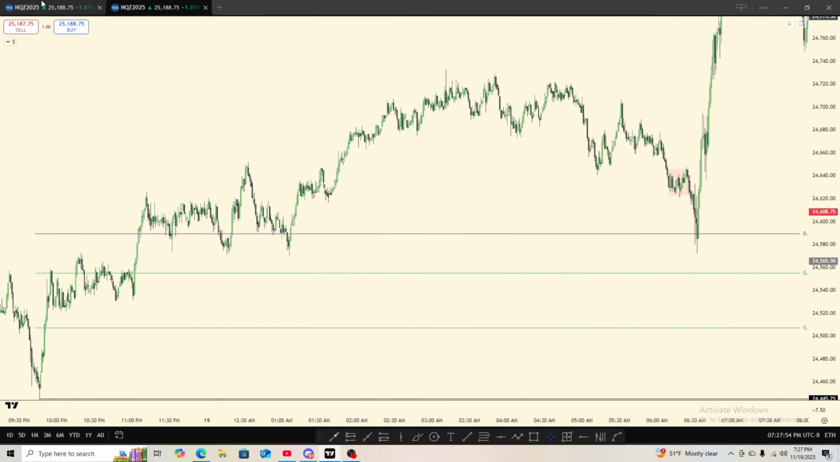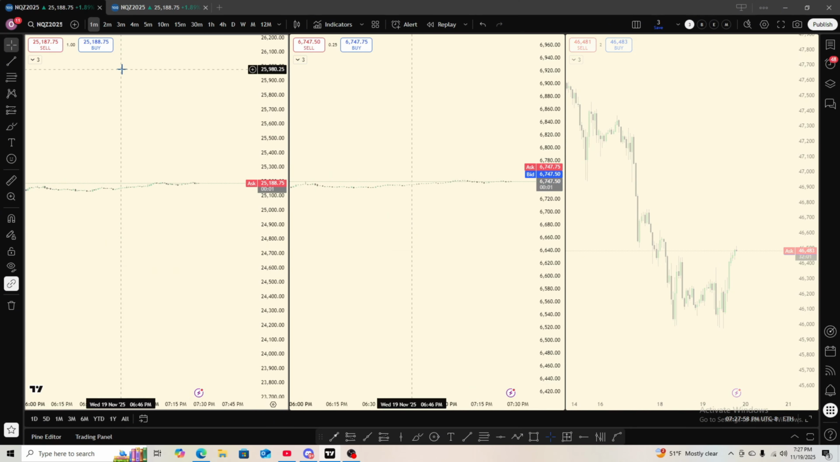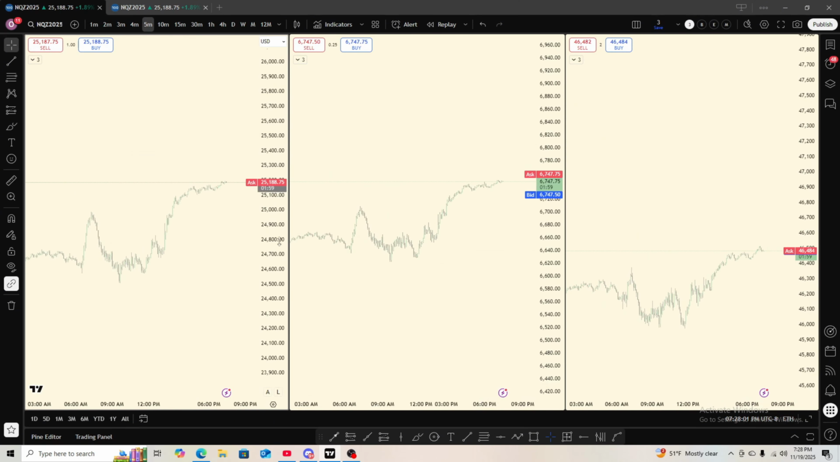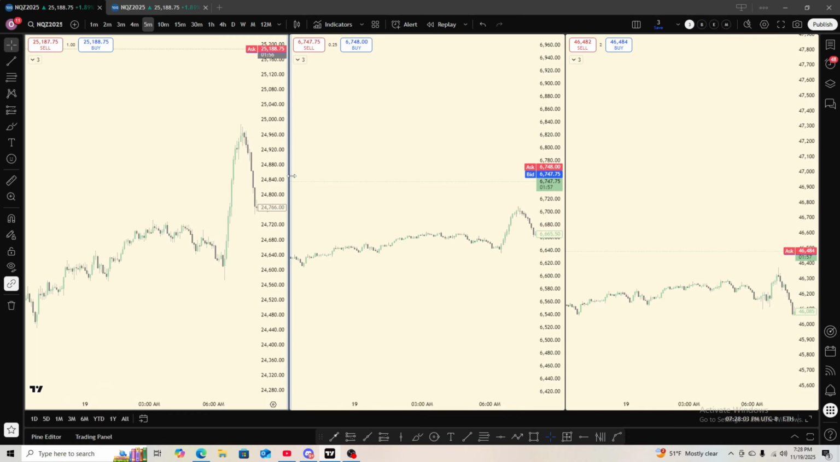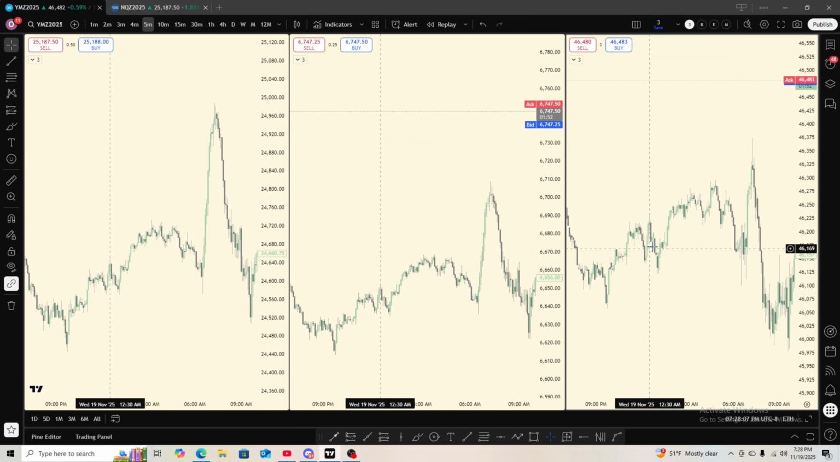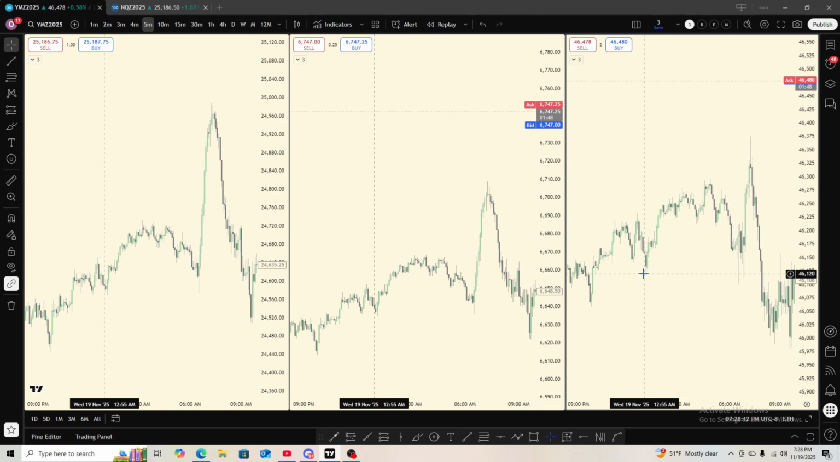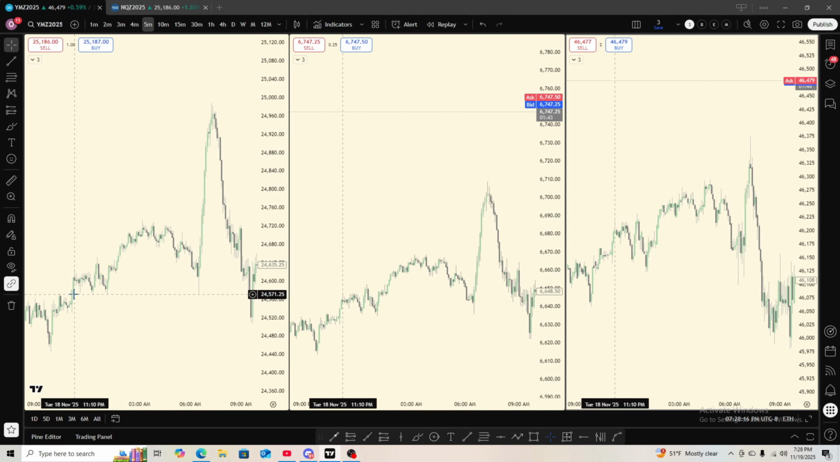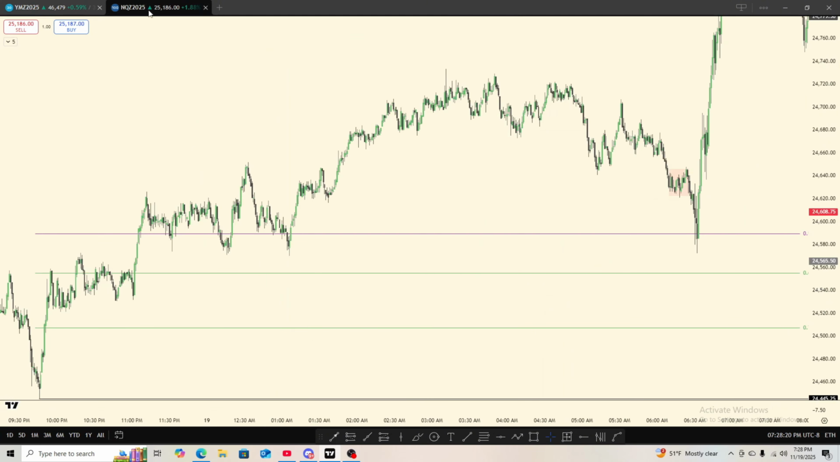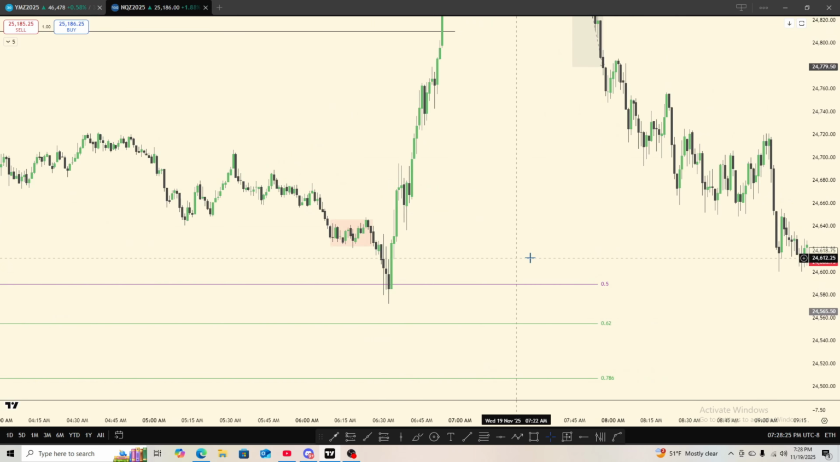Now, I actually didn't check if we had an SMT with that low. Let's check really quick. Okay, yeah, YM did take out the low. Okay, so it's a lot of YM, a lot of SMTs with YM today. A little interesting. But okay, so we mitigated true discount of the range, that manipulation leg.